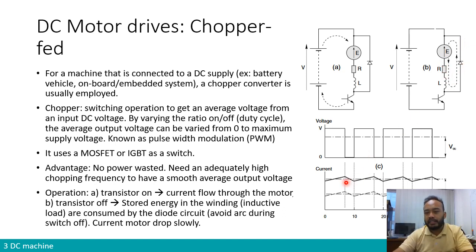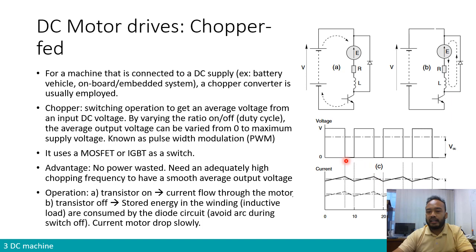So what we can see is that in this part the current gradually reduces until the circuit is turned on again, so the cycle will repeat. So we have a sort of pulsation of current on the armature. Okay, so that's how it works.